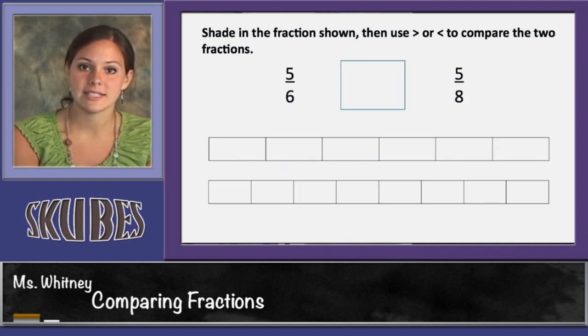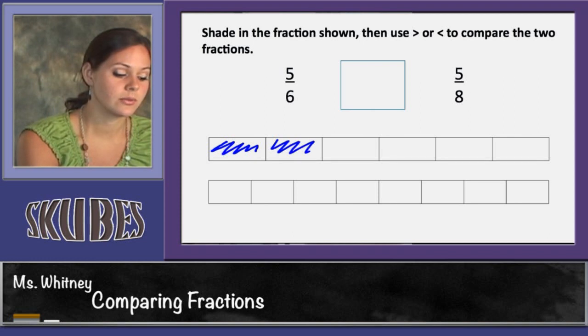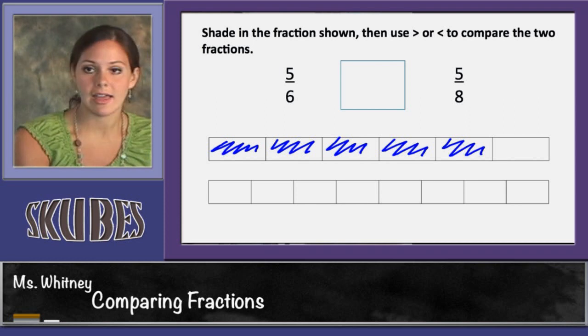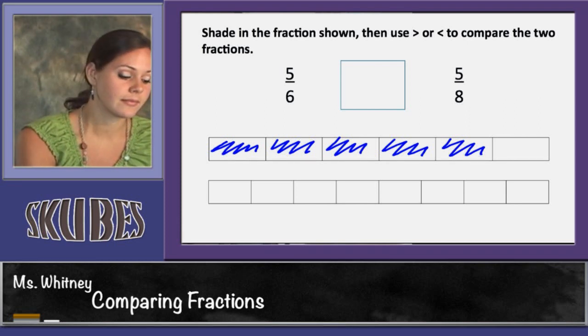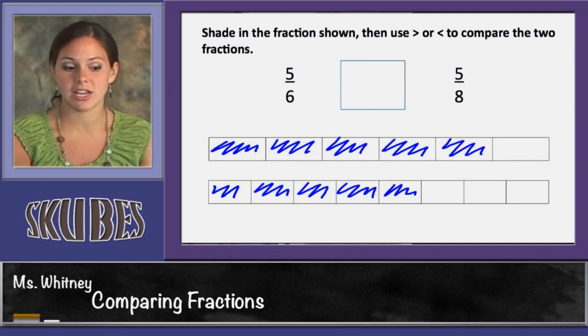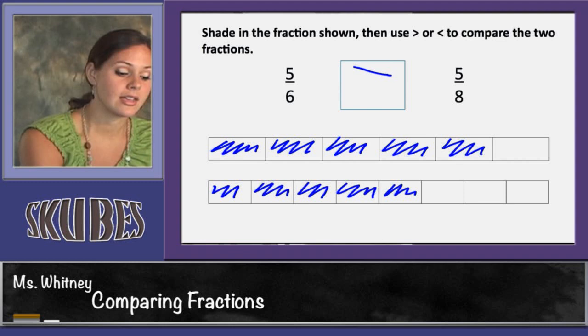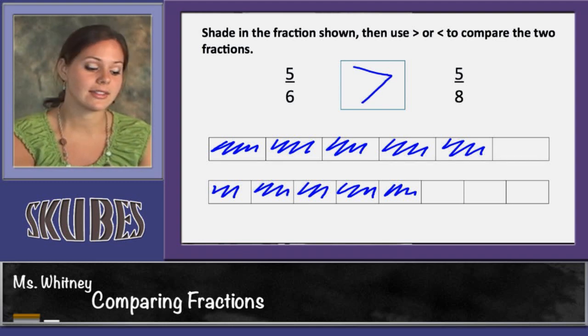Now I have 5/6 and 5/8. I have 1, 2, 3, 4, 5 out of the 6 parts shaded, and 1, 2, 3, 4, 5 out of the 8 parts shaded. I can see from my picture that 5/6 is greater than 5/8.